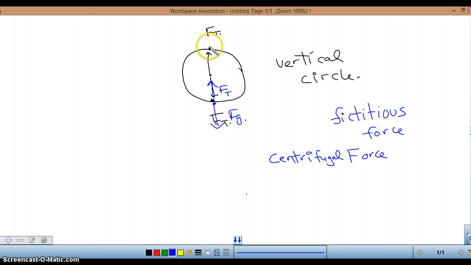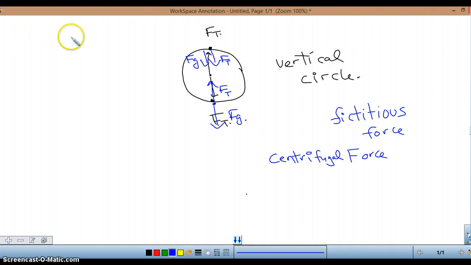Here on the top, again, centrifugal force is pushing you outward, so your tension is downward, and your Fg is also downward. Both of those forces are downward, pushing you towards the center. This is what's causing your net force.